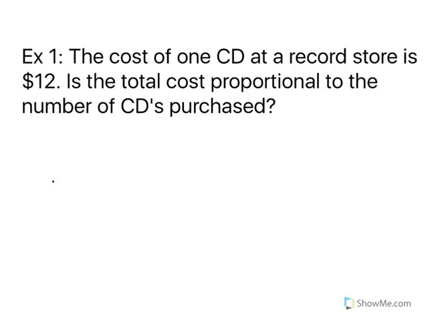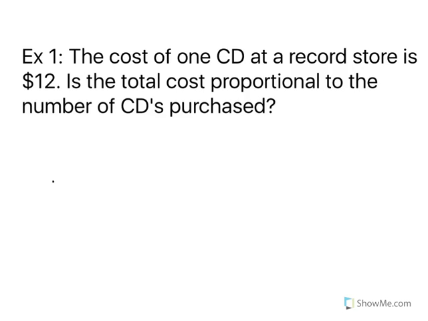So, example one. If the cost of one CD at a record store, which kind of dates this example, since a lot of you probably don't own CDs anymore, is $12, is the total cost proportional to the number of CDs purchased? Pretty much what it's asking is, is the total cost per CD equal to the amount of CDs that you purchase? I know this can seem tricky, but let's work this out.